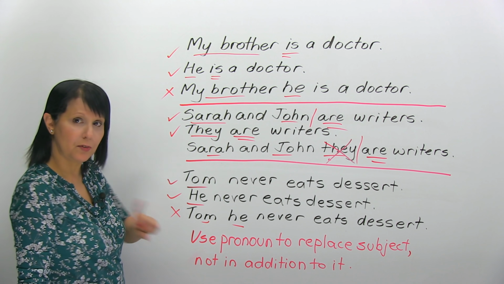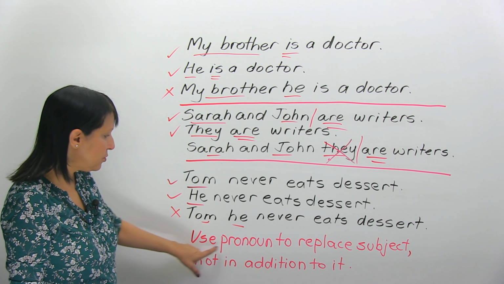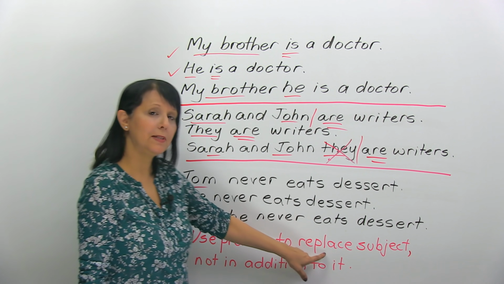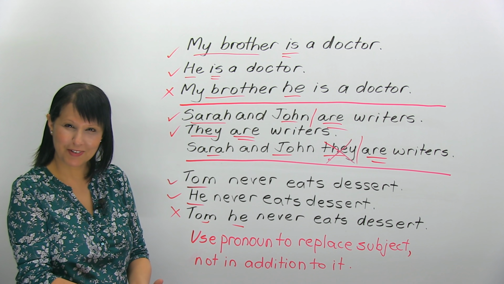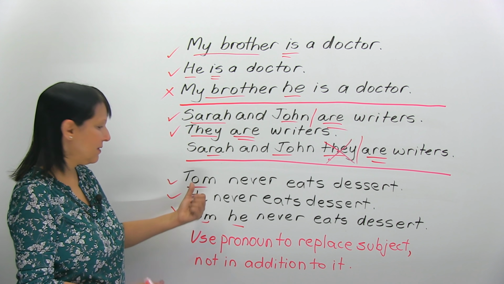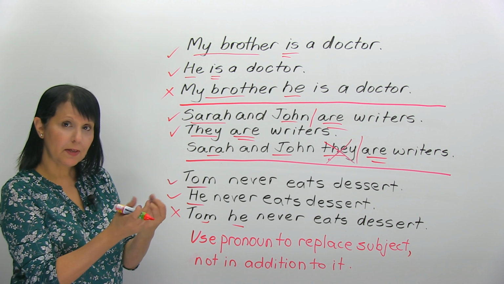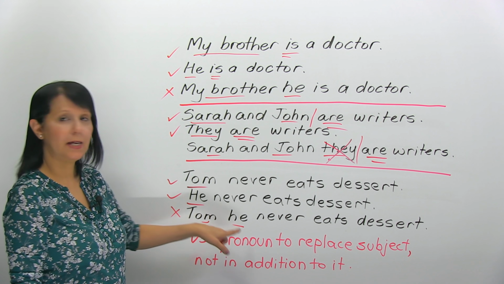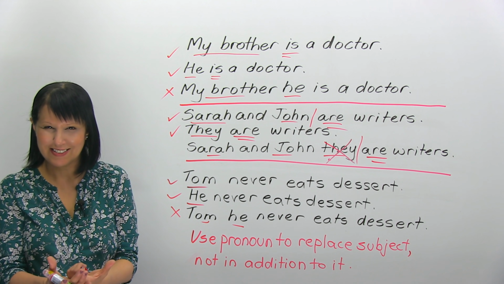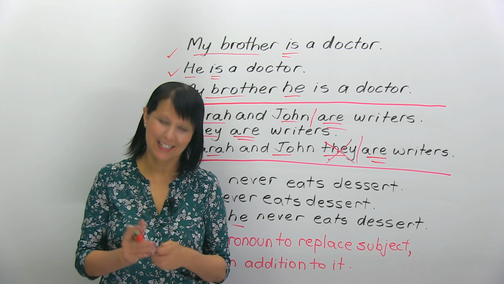So what you have to remember is this rule, that if you use a pronoun, you use the pronoun to replace the subject, not in addition to it, okay? So you either use the subject, the main subject, let's say a name or something, Tom, or you use the pronoun, he, but you don't say Tom and he in the same sentence, okay? Because that would be a duplicate subject and we can't do that in English.